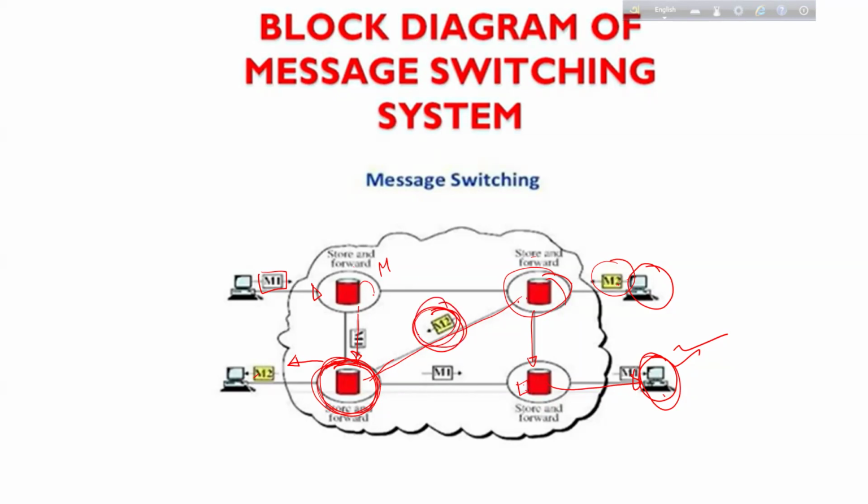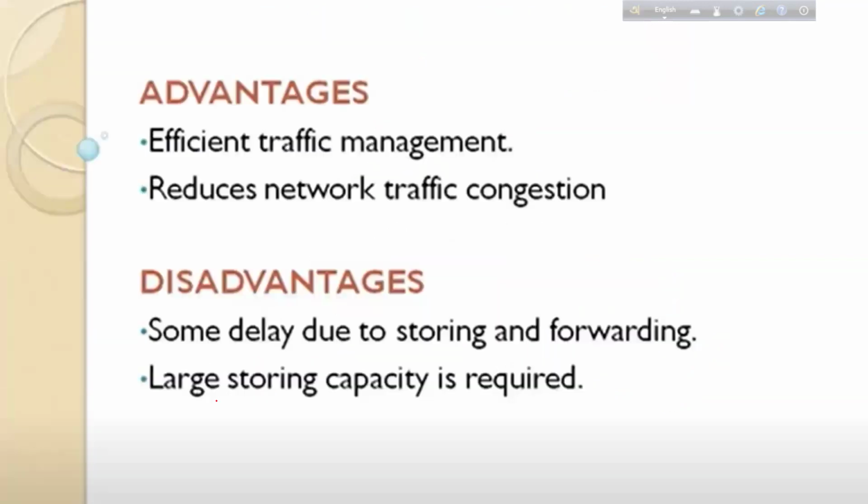M2 cannot be transferred to this router when it is processing M1. So M2 will wait. Then when this router is free, M2 will be transferred to this router. This router will get M2 and store M2, and then it will forward M2 to this destination. So this is actually the message switching system.